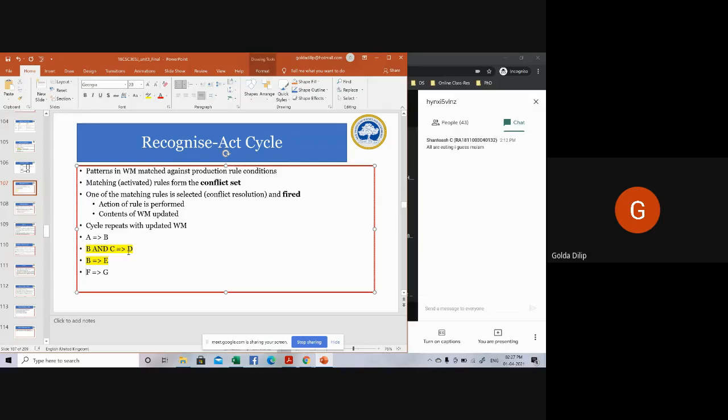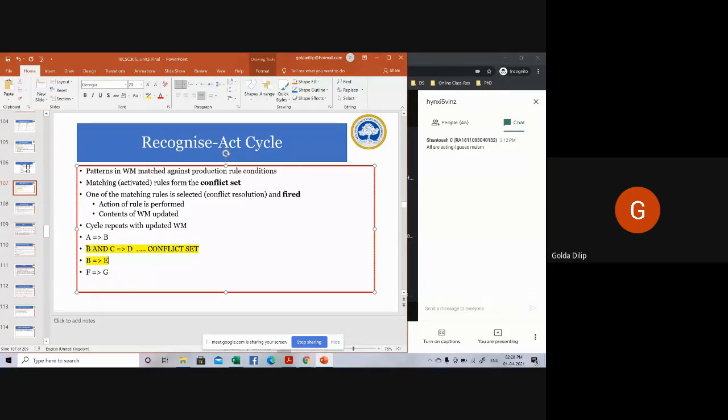B and C implies D, B implies E. So these two, the second and the third one, form part of what is called your conflict set. Now you will have to work out some conflict resolution strategies or rate them based on what is called salience. The next topic is salience, setting precedence and other things for the rules. Then the one which has a higher priority or salience can be executed next.